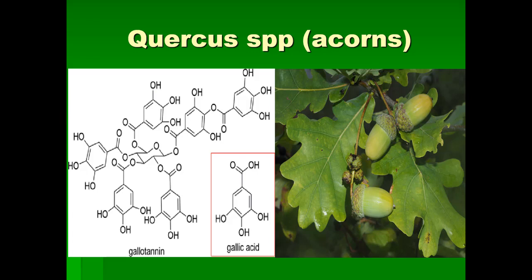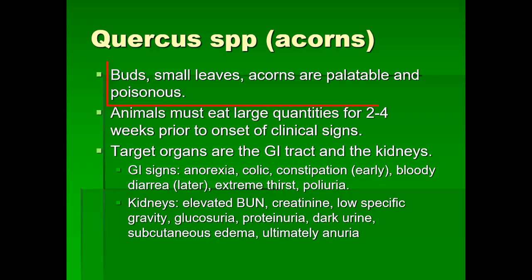Now, gallic acid can be used as a diagnostic marker in the urine, but you would need to compare it with values in healthy animals. So probably a better diagnostic measure would be finding, for example, acorn husks in the feces. Now, most cases take place in the springtime when the leaves and the buds are young and tender, and obviously when there are a lot of acorns on the ground, which tends to happen during the fall.